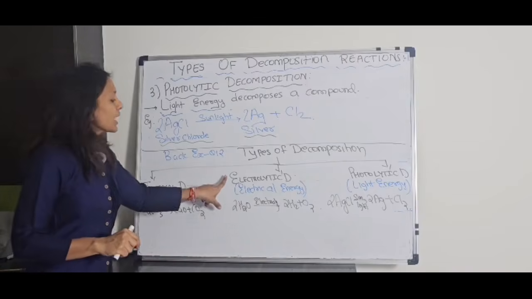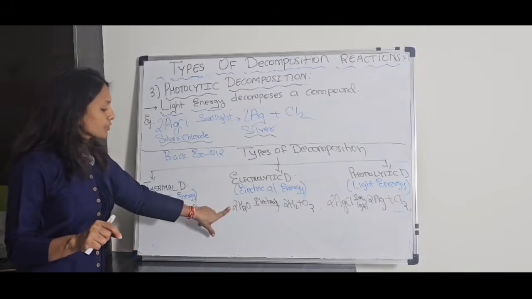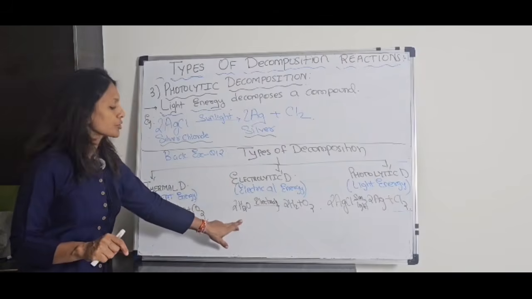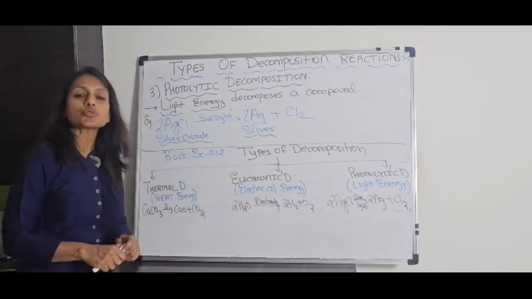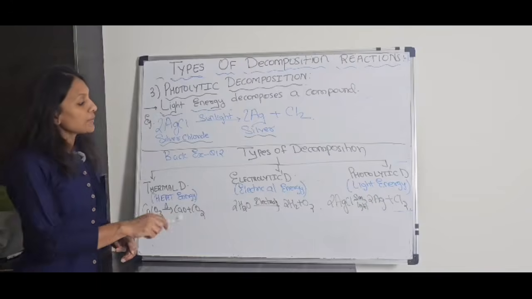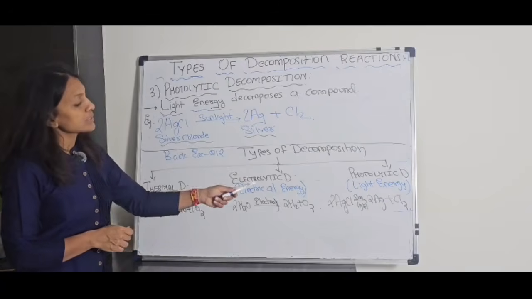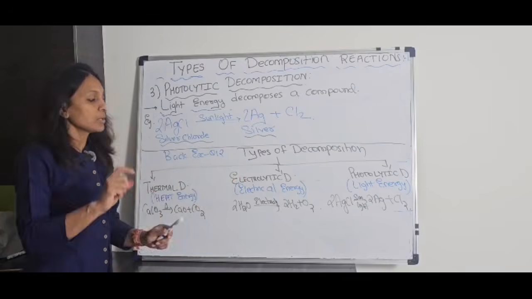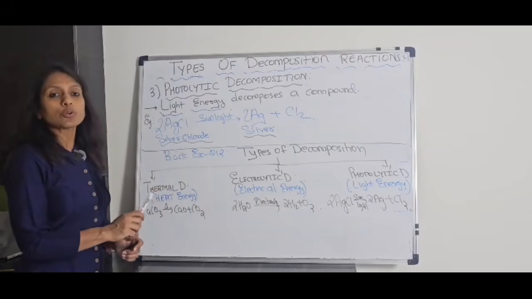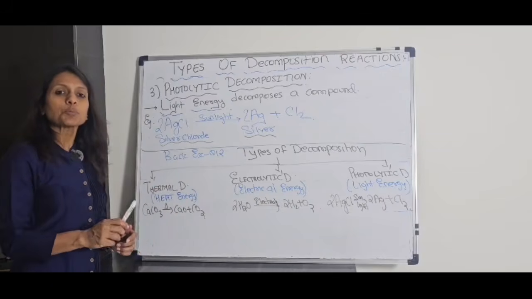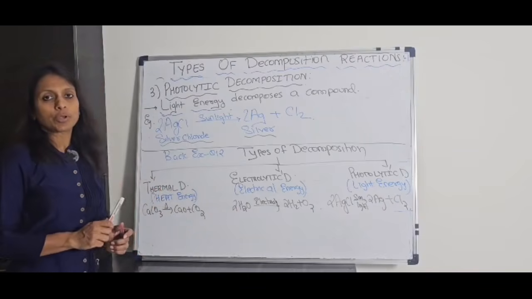Leave a line, start with electrolytic decomposition, define the reaction, and again explain this also, that is, water on passing electricity decomposes to hydrogen and oxygen. And then finally the third type, photolytic, in which you will first write the definition followed by the reaction, and the last statement should be silver chloride on being exposed to sunlight decomposes to form silver and chlorine.